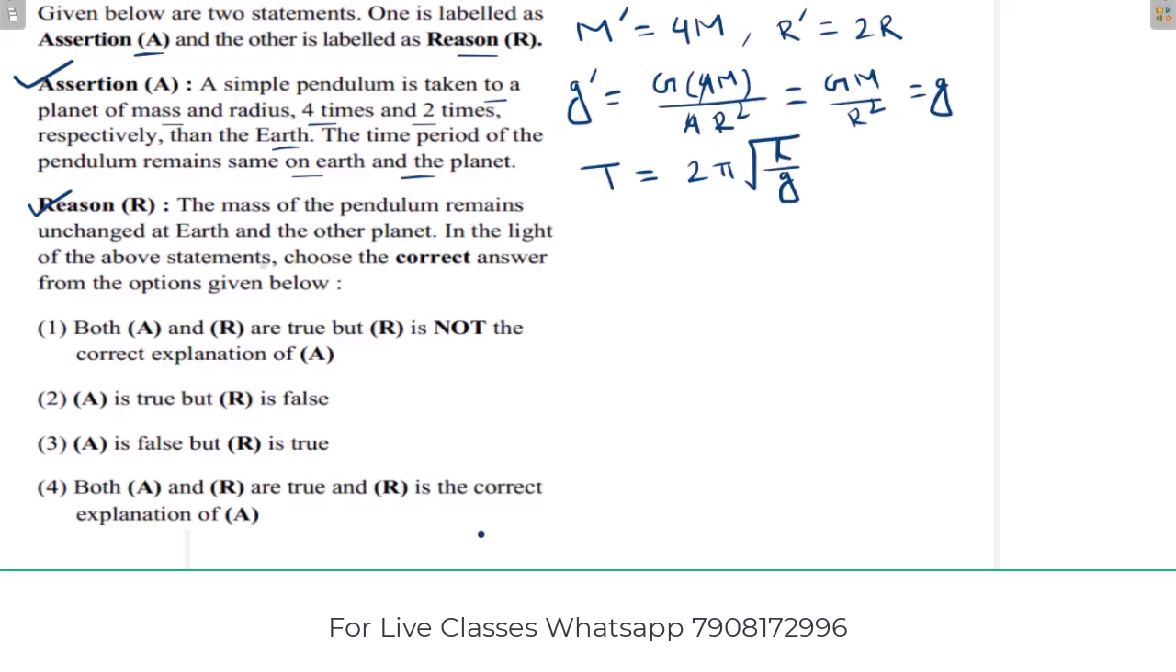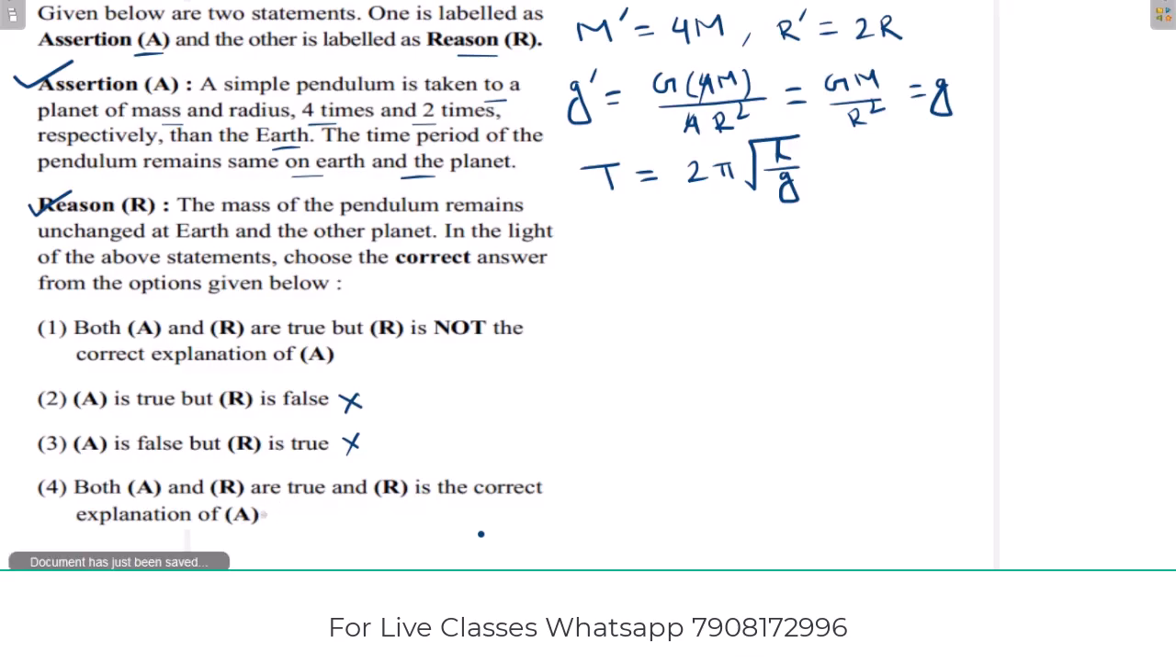So in the light of the above statements, choose the correct answer from the options given below. Both A and R are true, but R is not the correct explanation of A. Yes, this is the correct. A is true but R is false. No, both are true. A is false, R is true. No, both are true. A and R are true and R is the correct explanation of A.